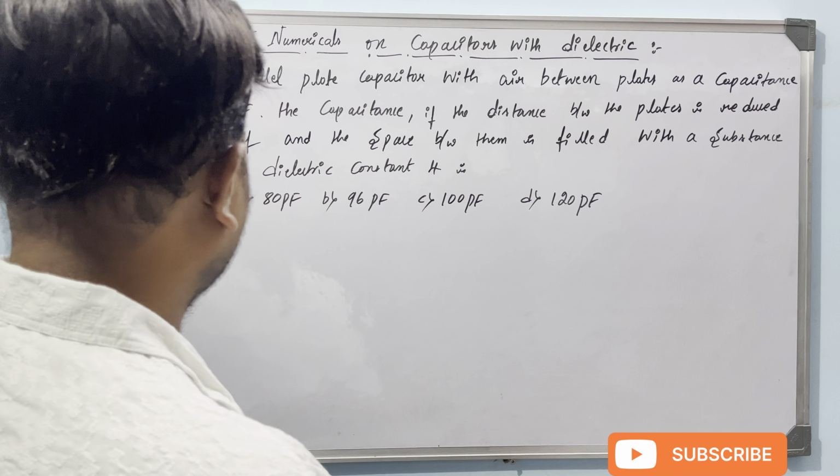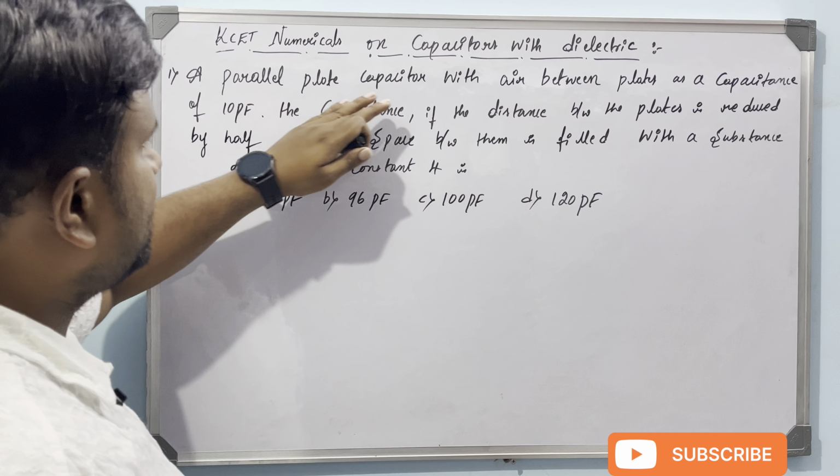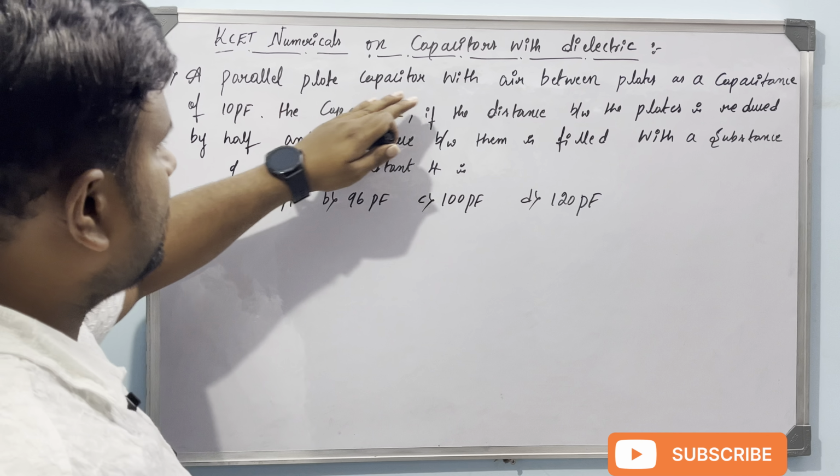So now the next numerical: a parallel plate capacitor with air between the plates has a capacitance of 10 picofarad. What is the capacitance if the distance between the plates is reduced by half and the space between them is filled with a substance of dielectric constant 4? Okay, so the question can be divided into two parts.